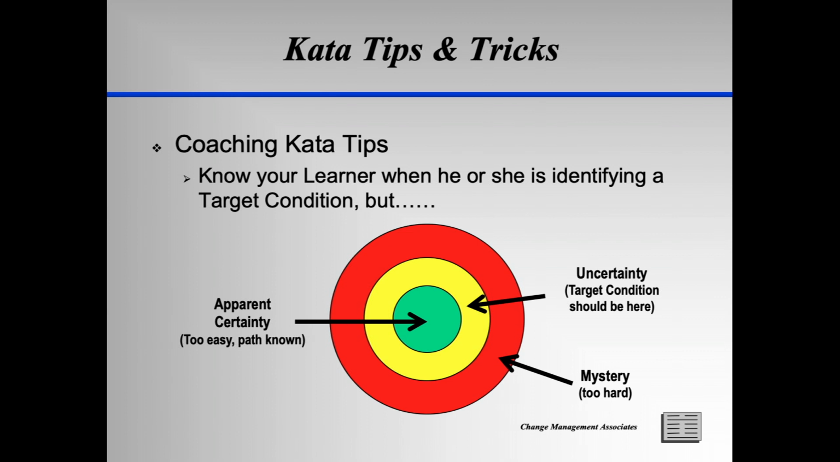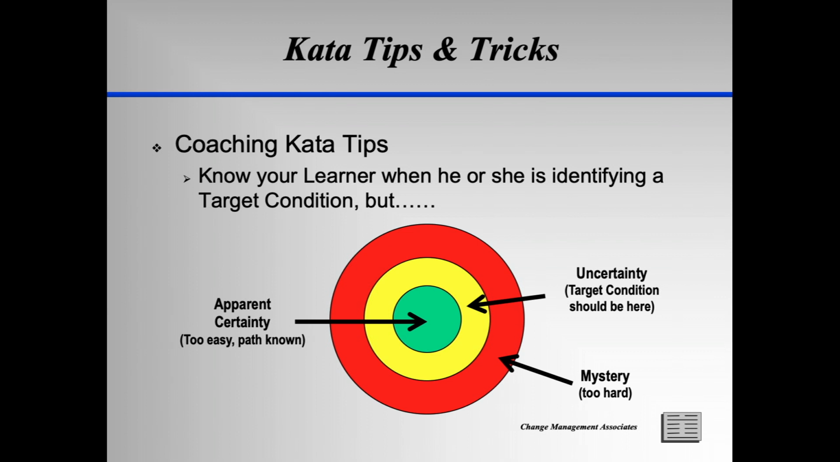But only if the learner does not yet know how to achieve the target. The learner must move from his or her zone of certainty to a zone of uncertainty in order to spark innovation. Otherwise, they are merely accomplishing what they already know how to do. We say we want the learner to operate in the yellow zone as shown in this graphic.